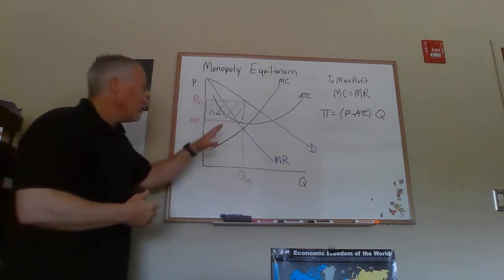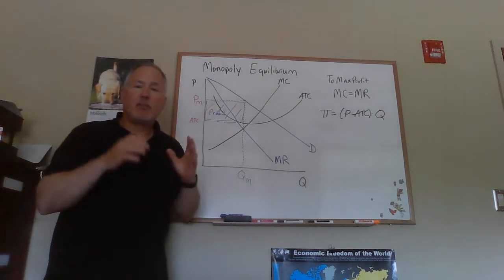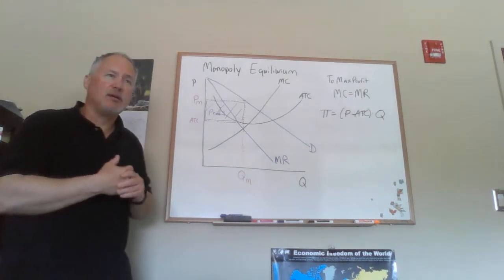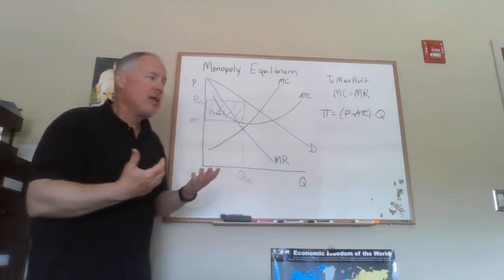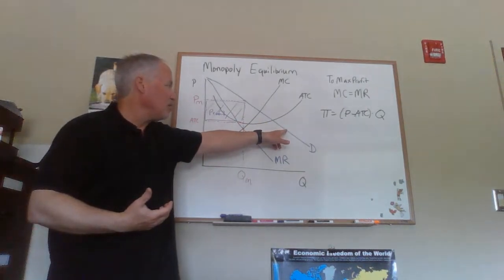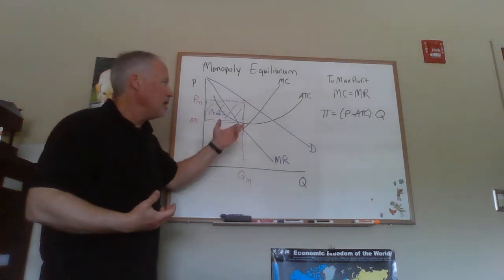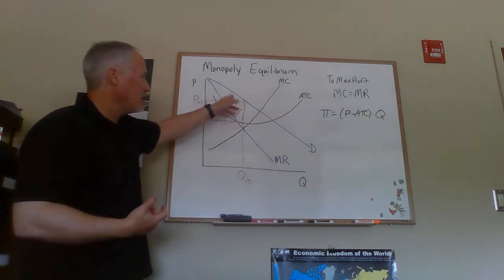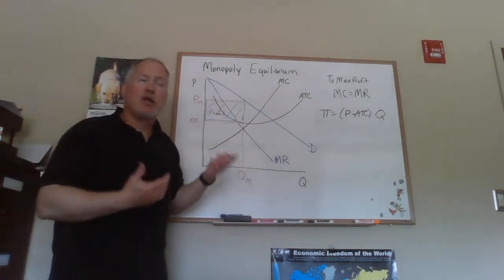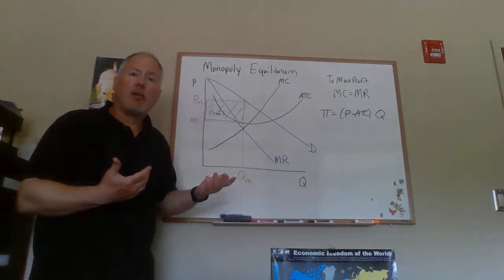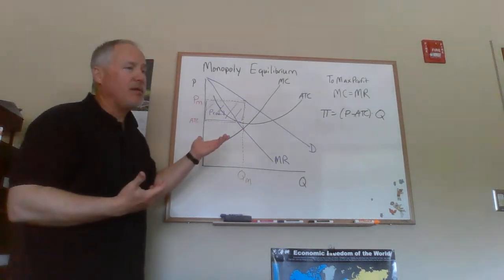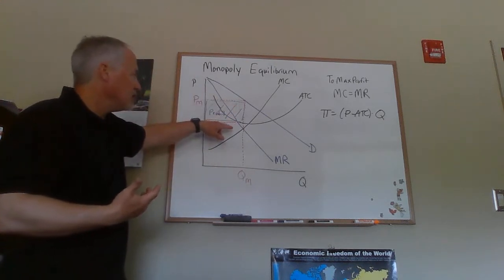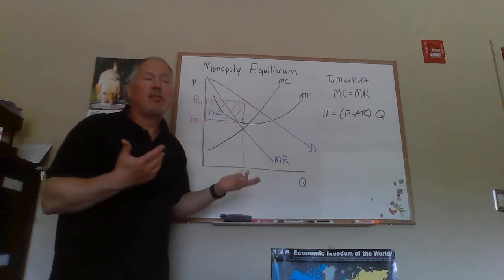One thing to note is that I've drawn in here where the monopolist is making a profit. There is nothing in our assumptions of the model of monopoly that guarantees a monopolist would make an economic profit. It just simply depends on where the market demand curve is relative to the average total cost curve. In this case, because the market demand curve lies above the average total cost, this monopolist would be able to make an economic profit. It's possible that a monopolist could make a zero economic profit.